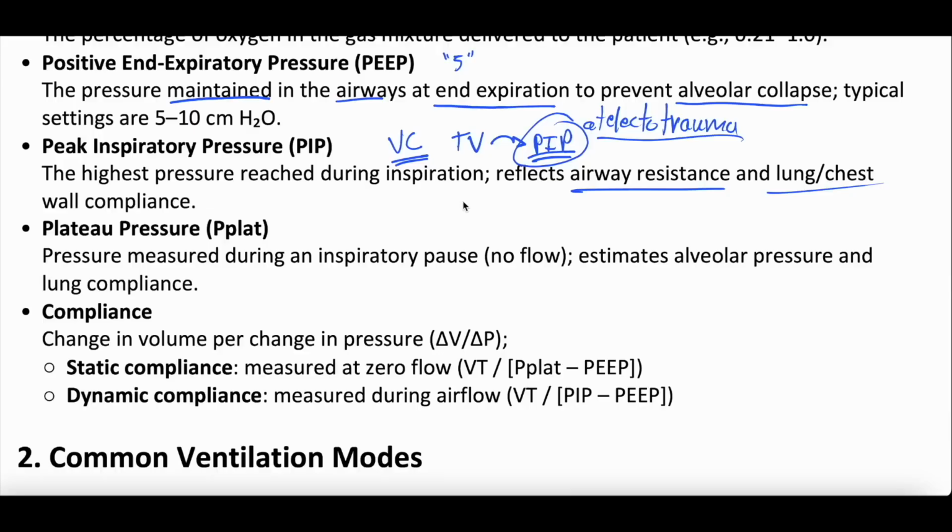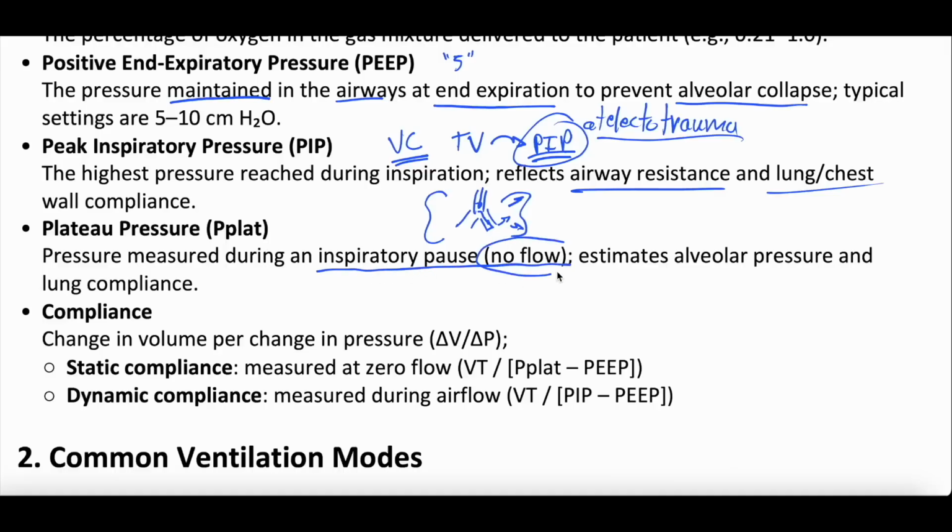Then it gets to the alveoli, right? And the alveoli have to expand, and that requires pressure too. So it is the sum of the airway resistance and the alveolar pressure. When you push a breath in through a trachea, it goes into the bronchi, into smaller bronchioles, and it inflates the lung itself. Whereas the plateau pressure is actually the pressure measured during an inspiratory pause.